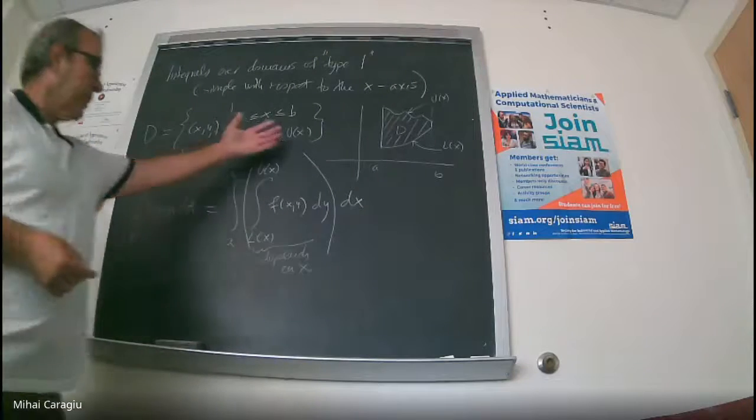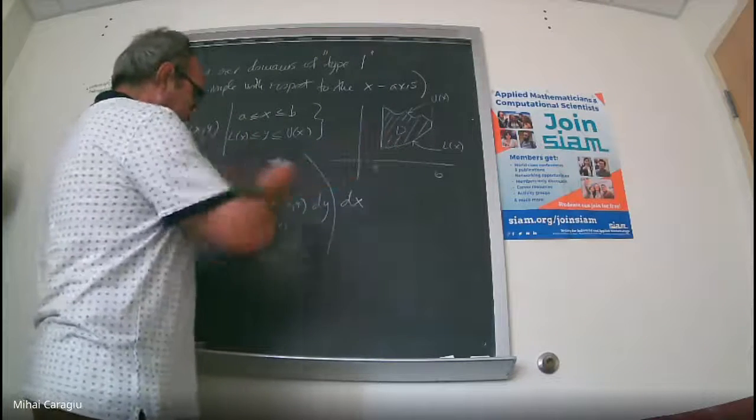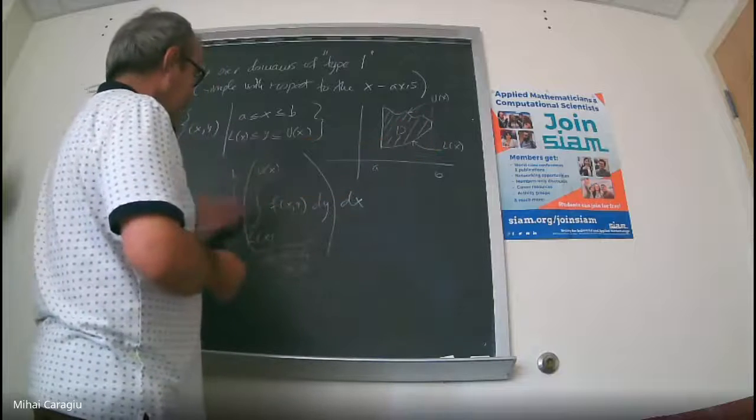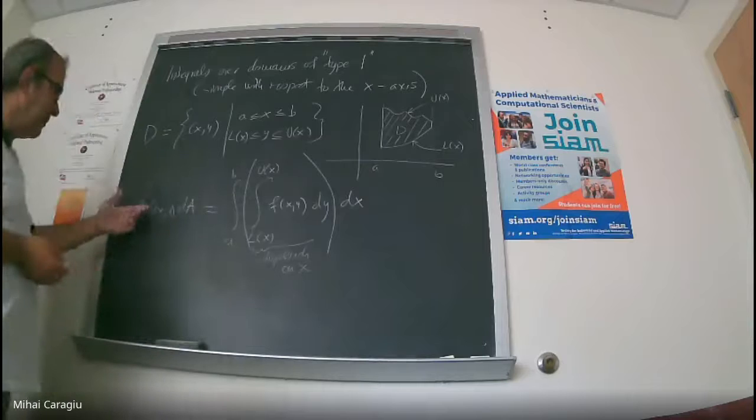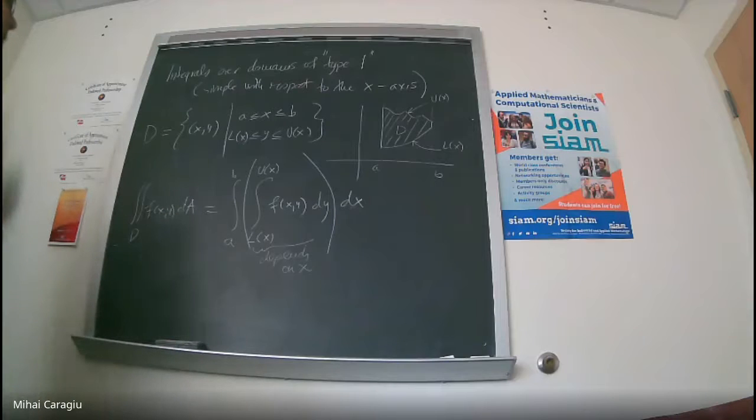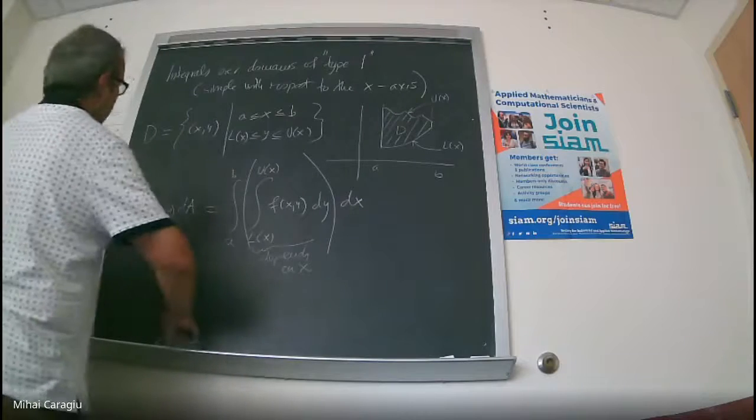Once we get something which depends on x on the inside, continue moving outwards. So integrate from a to b, something which depends on x, dx. That will be a number, which is the double integral over D of f of x, y, dA. So let's try to have an example of double integrals over domains of type 1.